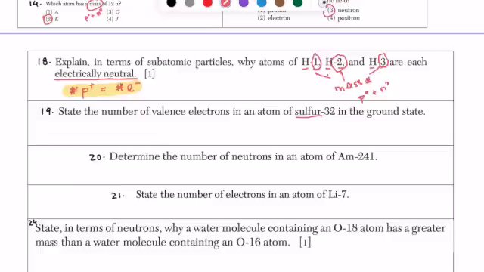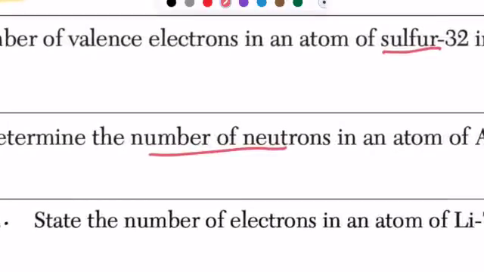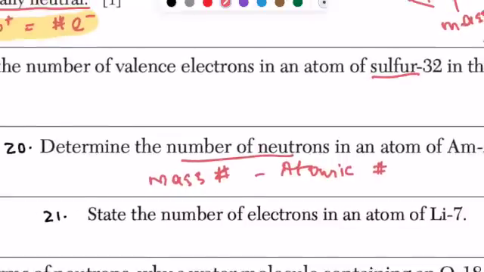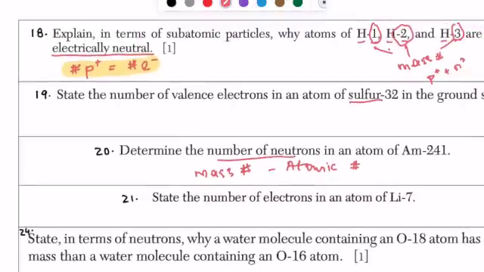Determine the number of neutrons in an atom of Am241. This is going to be calculating the number of neutrons, which I hope we all still remember is the mass number minus the atomic number. The reason we do that is because our mass number is protons and neutrons. So when we subtract the number of protons from that, we are left with the number of neutrons only.